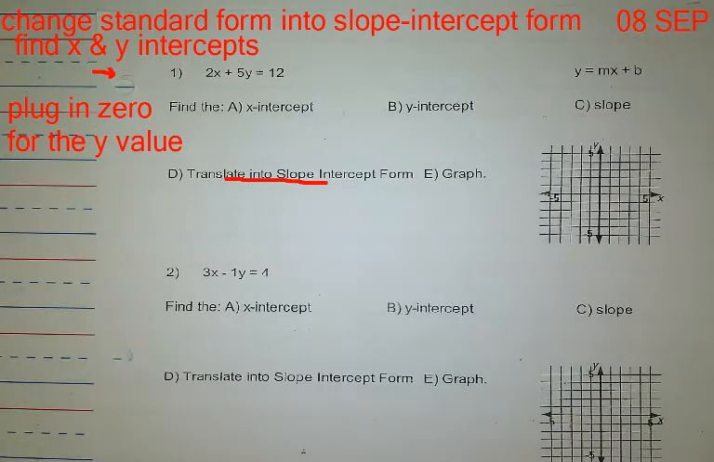So now let's do it. If 0 goes in here, 5 times 0 is nothing, right? And so I would have 2x equals 12. And if I divide by 2, x equals 6. So that means I know the X-intercept: 1, 2, 3, 4, 5, 6. The X-intercept is right there, right?